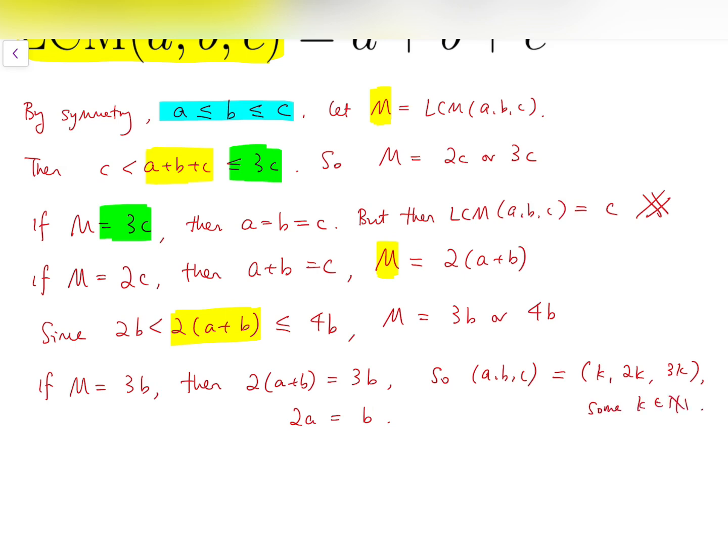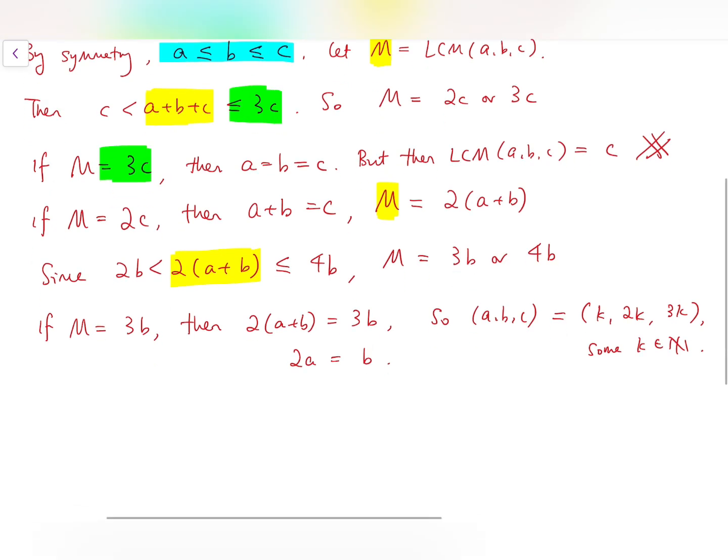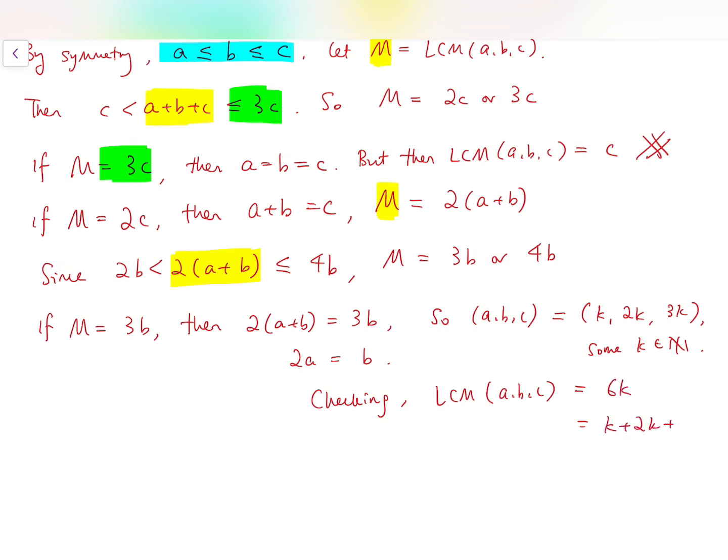And we have this solution set, k, 2k, 3k, of course, and its permutations. And checking, the LCM of k, 2k, and 3k is 6k, which is exactly their sum. So this case is valid. Now we can try the other case as well.